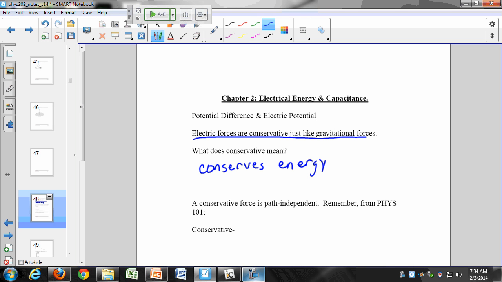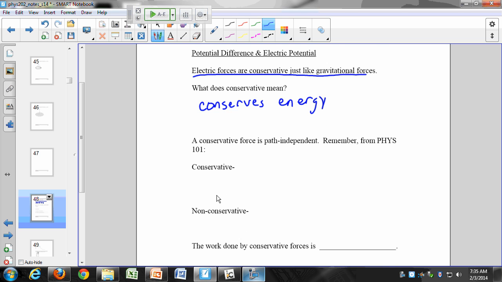Friction, right. So a frictional force is a good non-conservative force because whenever it acts, it takes away energy. I also say that conservative forces are path independent. That is, if I take an object and I move it from here to here, I've done work on that object, and I've increased its energy, right?